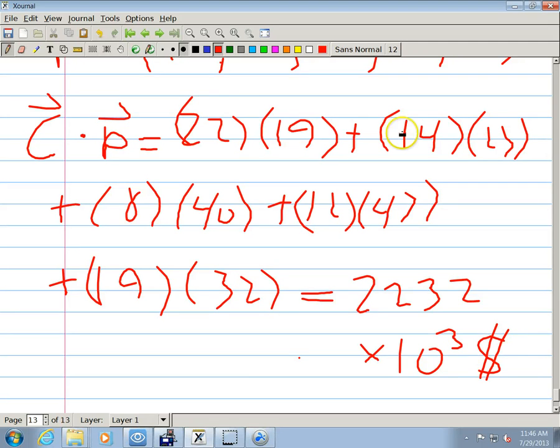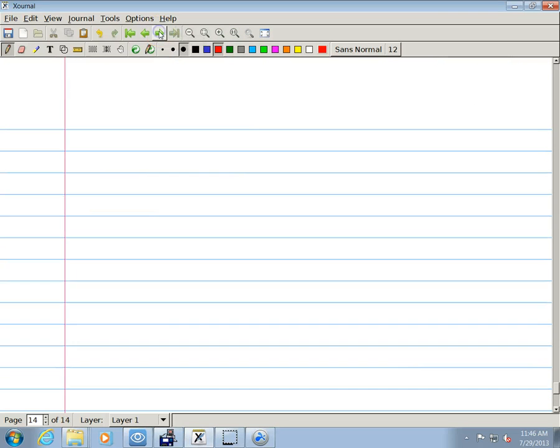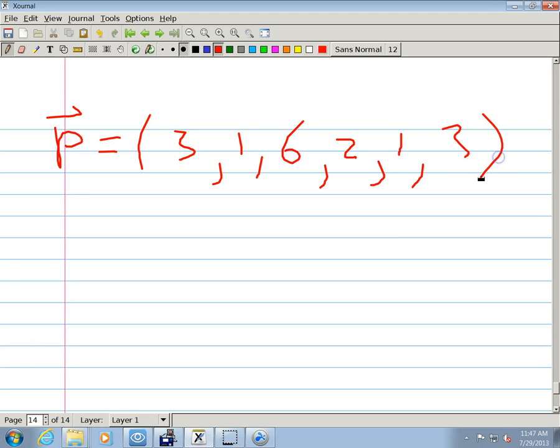All right, let's try another one. Let's say we go to the population problem again. Let's say that P, population, is again, I'm gonna make round figures, okay? 3 million in this state, 1 million in that state, because it takes forever to write these decimals. 6 million in this state, 2 million in that state, 1 million in that state, and 3 million in that state, let's say, okay?